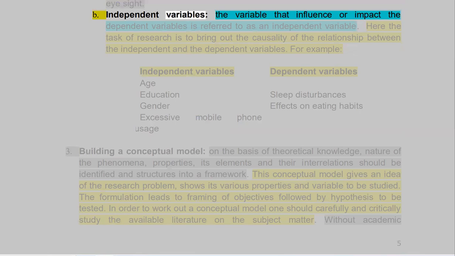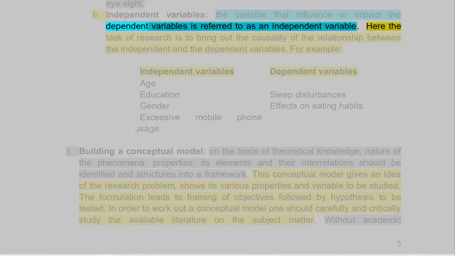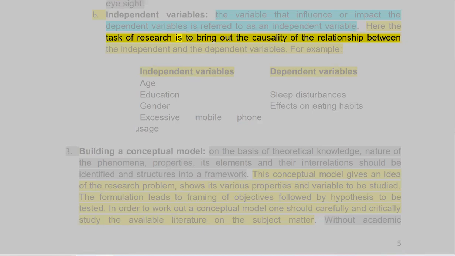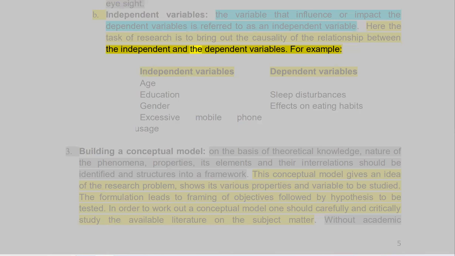B. Independent variables. The variable that influences or impacts the dependent variable is referred to as an independent variable. Here the task of research is to bring out the causality of the relationship between the independent and the dependent variables. For example, independent variables: age, education, gender, excessive mobile phone usage. Dependent variables: sleep disturbances, effects on eating habits.